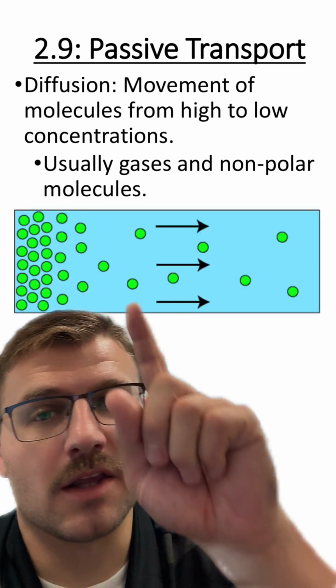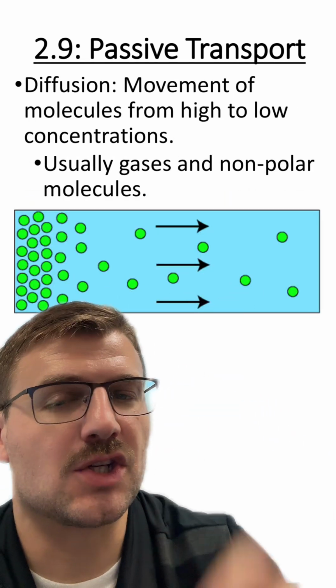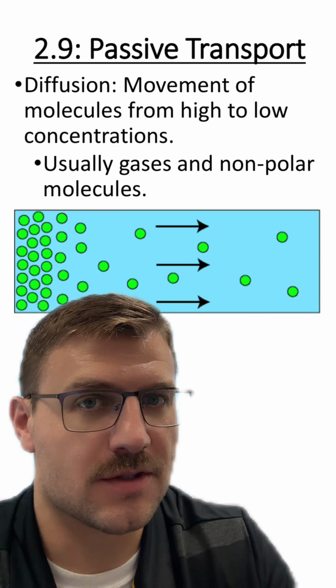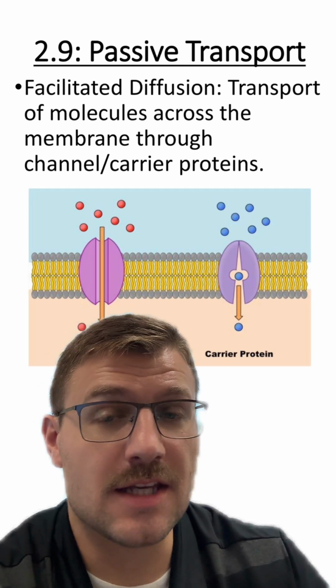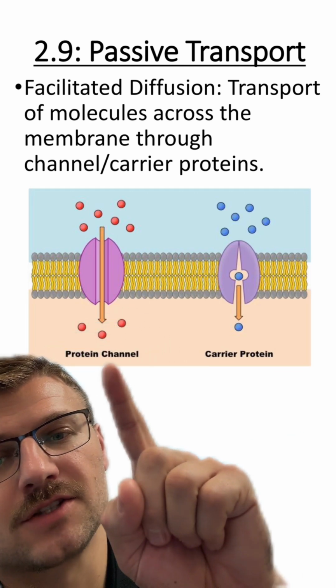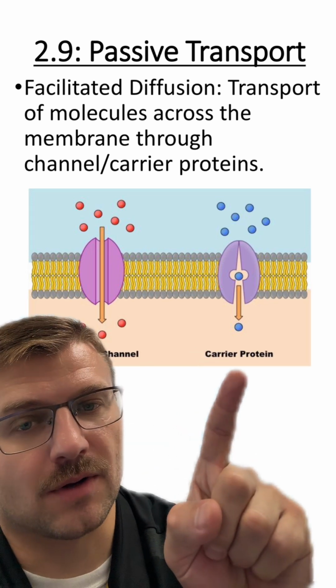This is the movement of molecules from areas of high to low concentration. And this typically happens with gases or other nonpolar molecules. Facilitated diffusion is diffusion but across a membrane. And this typically happens through things called channel proteins or carrier proteins.